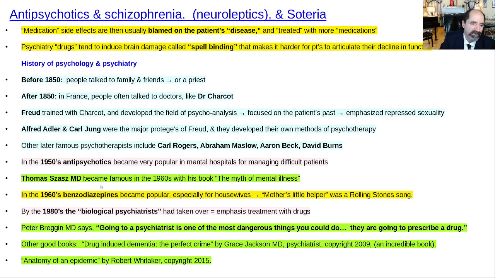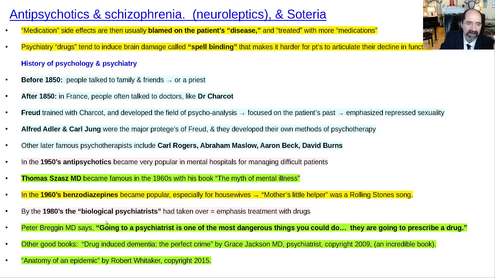Thomas Szasz became famous in the 1960s with his book, The Myth of Mental Illness. Benzodiazepines came along around that time, and they were especially used for sedating housewives to get them to accept their life, so to speak. That was a common use of those. Mother's Little Helpers, the Rolling Stones song, came along around that time. And then things changed, though, in the 1980s.